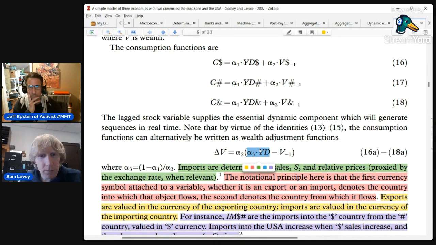Okay. And so like I said, you can get this equation from this equation. I think the way that you do it is that you just set C equal to YD and then figure out what the change in wealth has to be. So just do a little bit of math on here to get from 16 to this one. Like I said, they don't do it in here, but they do it in the book. Does that kind of make sense?